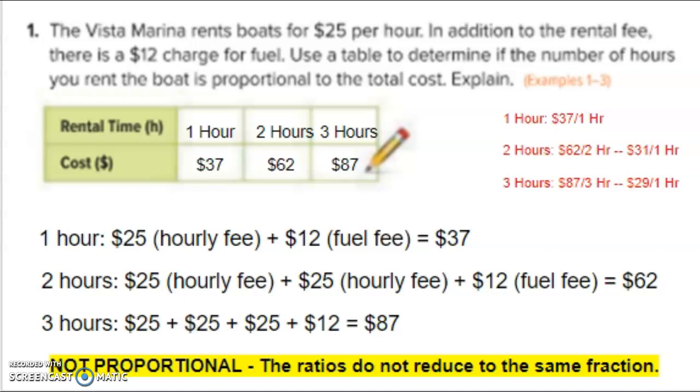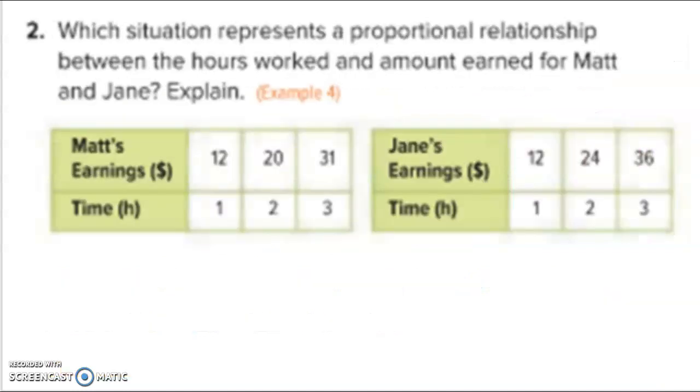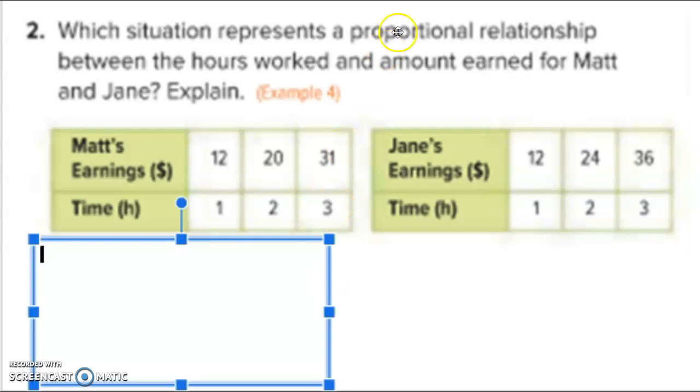So let's go on to problem number 2. Problem number 2 says, which situation represents a proportional relationship between the hours worked and the amount earned for Matt and Jane? Explain. So again, for these problems, we're just going to put the table into a ratio and then reduce the fractions down to see if we get essentially the same unit rate. Now I know a lot of these vocabulary words are getting kind of switched around. Most of them mean the same thing, so don't stress about that.